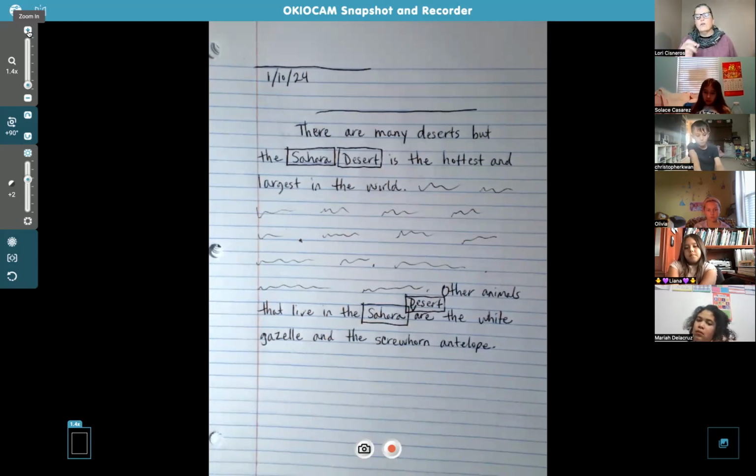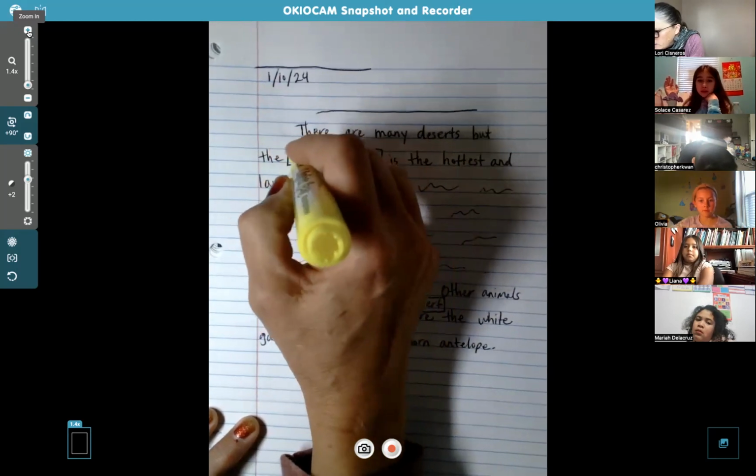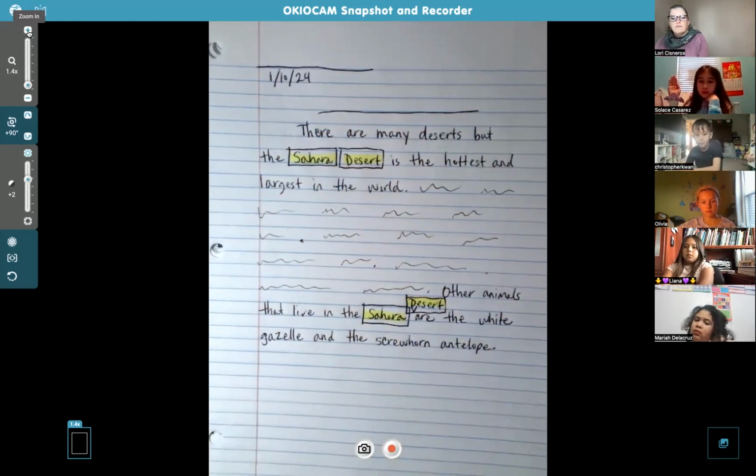So make sure when you're looking for your first sentence and your last sentence, put a box, or you can highlight. I have one right here. If you like to highlight, you can use a highlighter if you have one like this. You don't have to use a box around it, but if you don't have a highlighter, then you just put a box around it. Lacey, did you have a question?